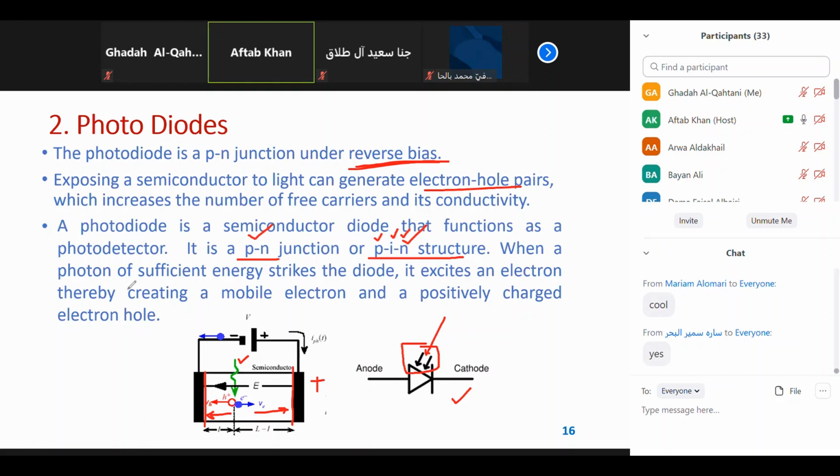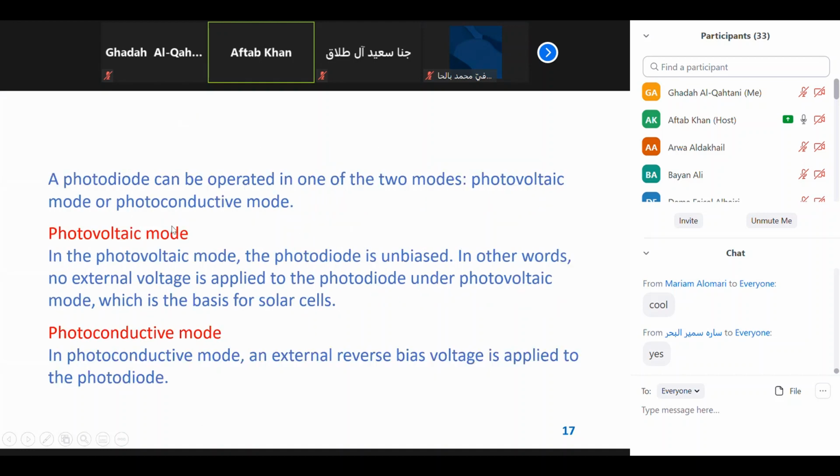So when a photon of sufficient energy strikes the diode, it excites an electron, thereby creating a mobile electron and a positively charged electron hole. And this is the concept of working of a photodiode, and this is the symbol. Okay, a photodiode can be operated in one of two modes: photovoltaic mode or photoconductive mode.